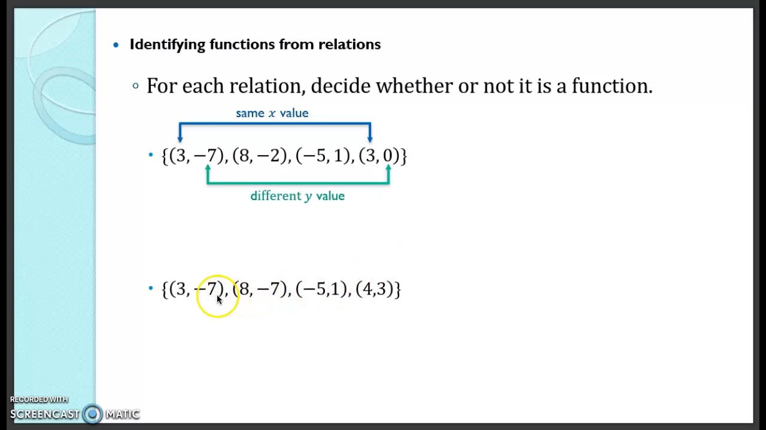Now take a look at this one. It's very similar, right? But we have all different inputs going to one output each. We don't have another 3 going to 1. We just have 3 going to -7. We also have 8 going to -7. Remember, we can have the same outputs. We just can't have the same inputs going to two different outputs.